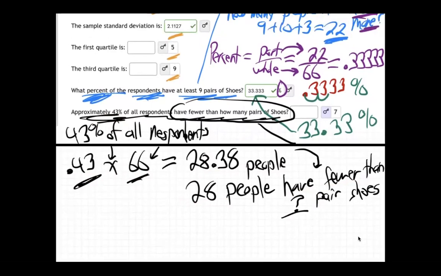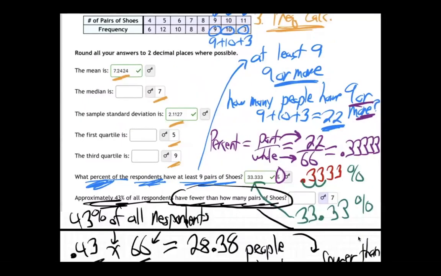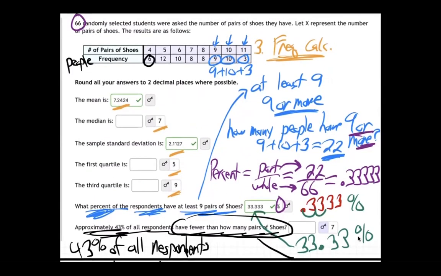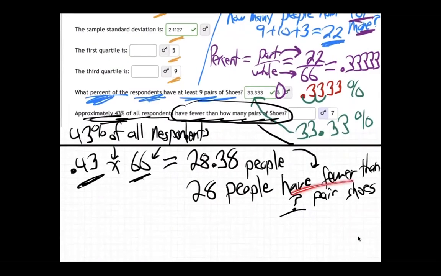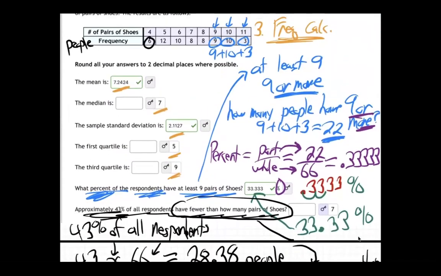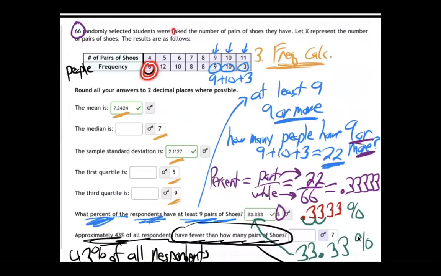Well, I don't know. Let's go up and look at the chart. These 6 people, remember, frequency is people. That's how many people. These 6 people have fewer than 5 because they all have 4. Are you with me? I'm just trying to use the phrase they used: fewer than how many pairs of shoes? If I said, hey, you 6 people, they'd say, we all have fewer than 5 pairs of shoes. Okay, great. And then 12. 6 and 12, that's 18. 18 people all have fewer than 6 pairs of shoes because they have 4 and 5 pairs of shoes in their closet.